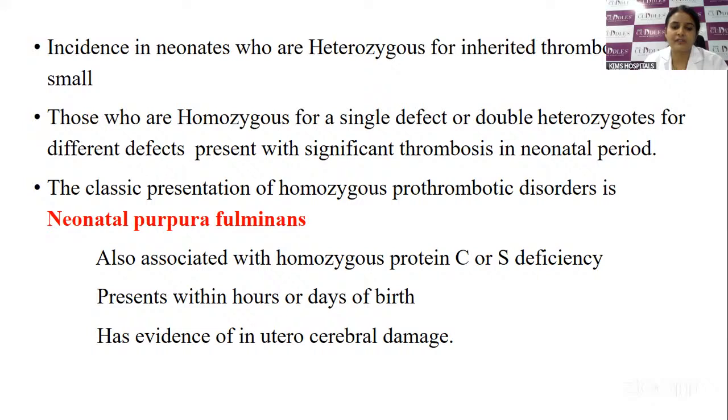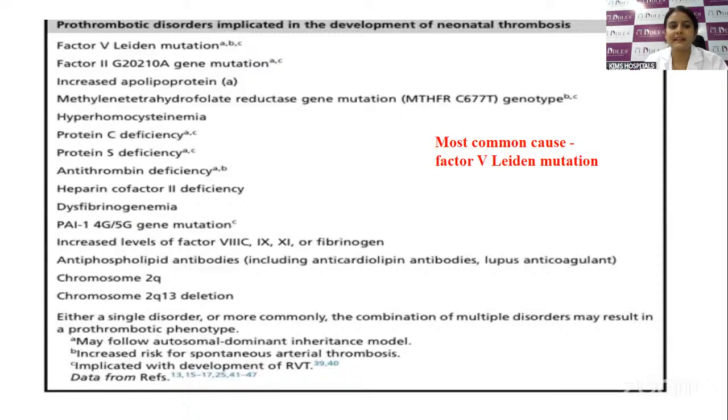It is usually associated with homozygous protein C or S deficiency, and they are present within the first few hours or days of birth, and there is evidence of arterial cerebral hemorrhage. This is the slide which is showing the prothrombotic disorders, which are the causes for neonatal thrombosis.